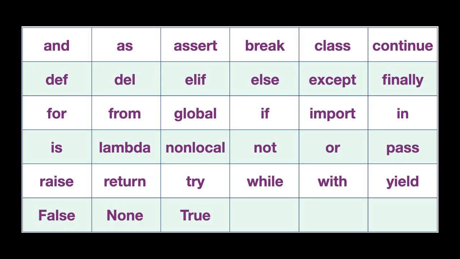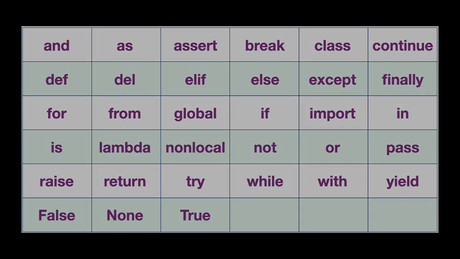There are 33 reserved words in the Python programming language. In this video, we will discuss the keyword in.